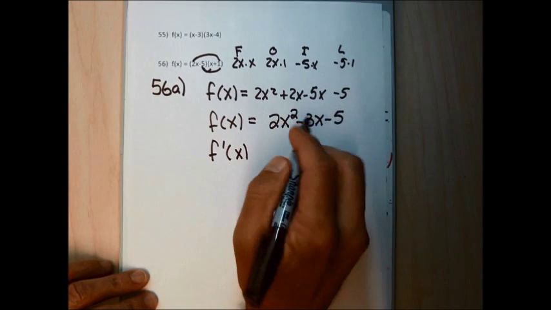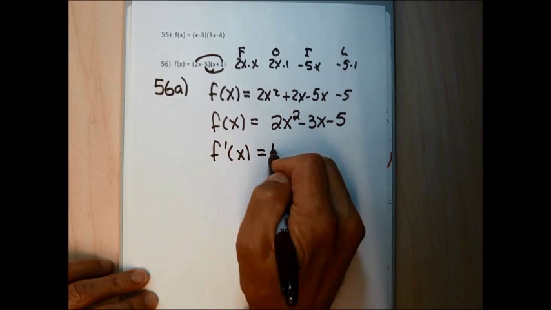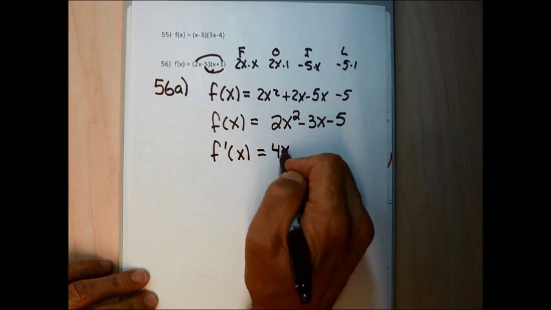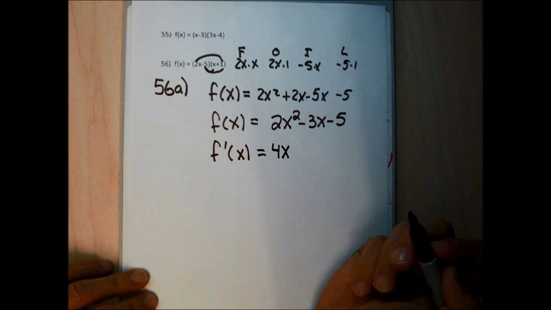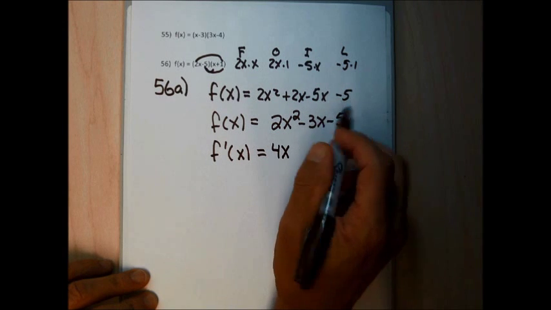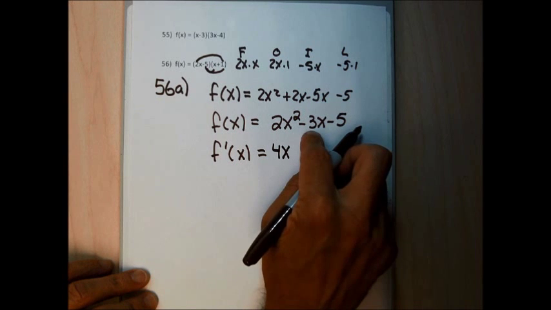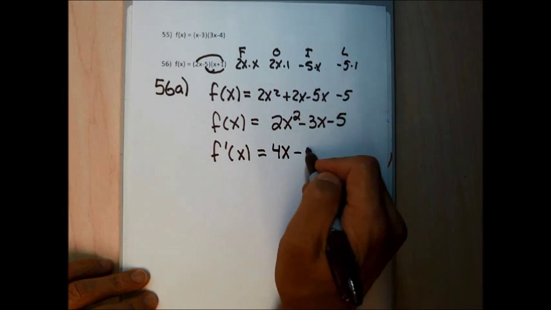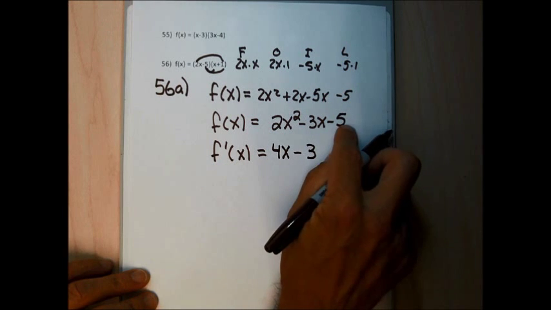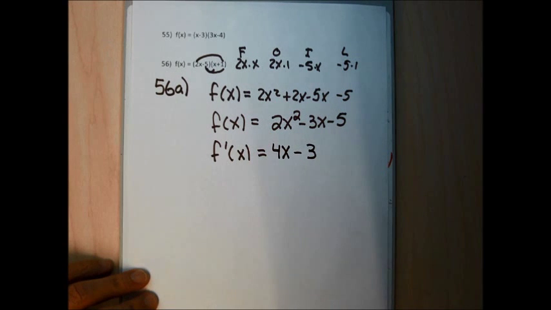For the 2x squared, I multiply the 2 by the 2 and get a 4. Lower the exponent to x to the first. So the first part of my derivative is 4x. And then the middle term is an x to the first power term. The derivative of any x to the first power term is just its coefficient. So the derivative of minus 3x is minus 3. The last term, minus 5, has a derivative of 0.